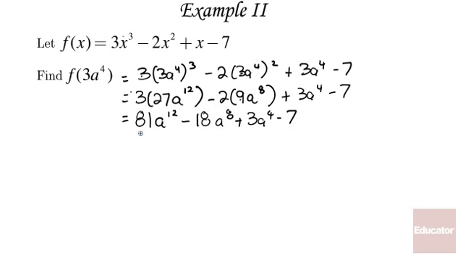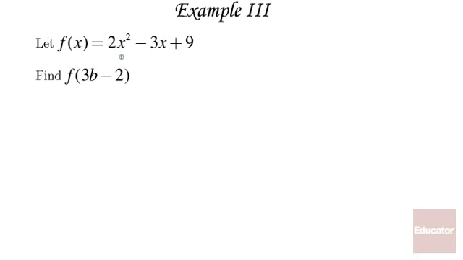Okay, and I always double check and make sure I can't do any further simplification, and I don't have any like terms that I can combine. So again, evaluating a function for an algebraic expression just involves substituting that expression in for the variables. Again, evaluating this function for an algebraic expression means I'm going to substitute in 3b minus 2 wherever I see an x.